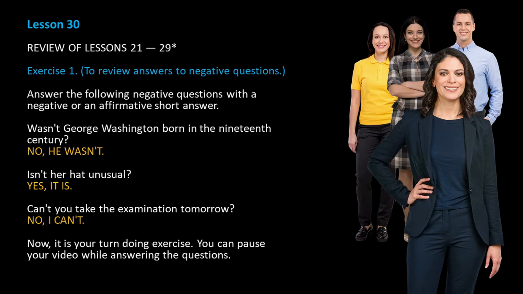In this exercise, you are expected to answer the following negative questions with a negative or an affirmative short answer. We give you examples. Wasn't George Washington born in the 19th century? No, he wasn't. Isn't her hat unusual? Yes, it is. Can't you take the examination tomorrow? No, I can't. Okay, it is your turn to do the exercise. You can pause your video while answering the questions.